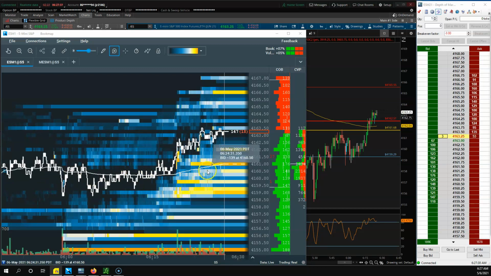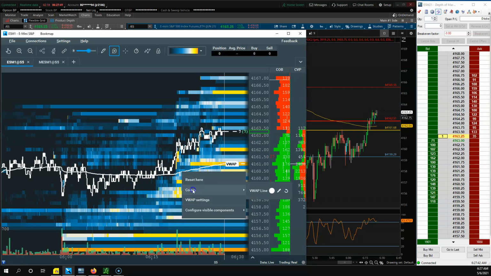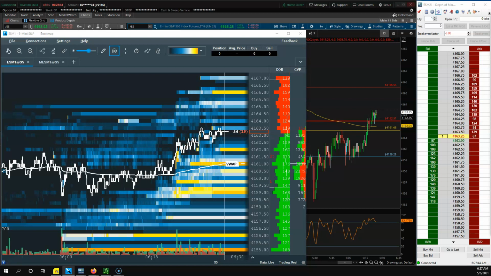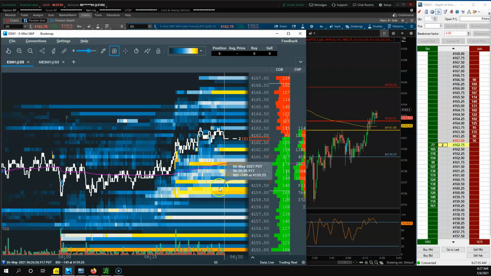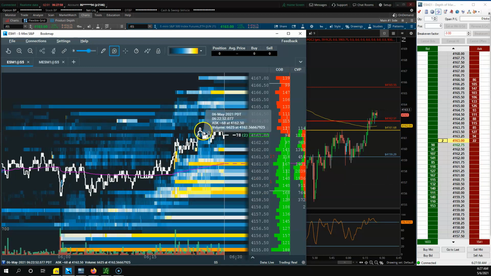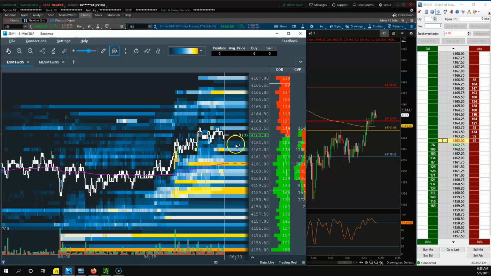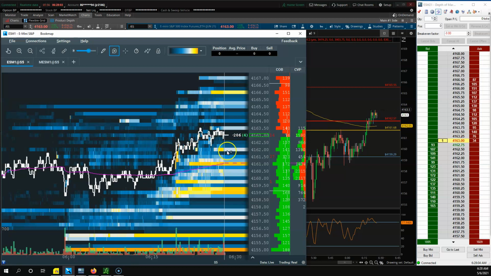This is just a basic VWAP right here. If I want to change the color, let's change this VWAP to purple for right now. So if price comes back down to this VWAP, look, there's a support level down here. There's also multiple support levels down here. Now the market's about to open in a couple minutes, but we will see what happens. Is this a buy zone? I don't know, maybe not.